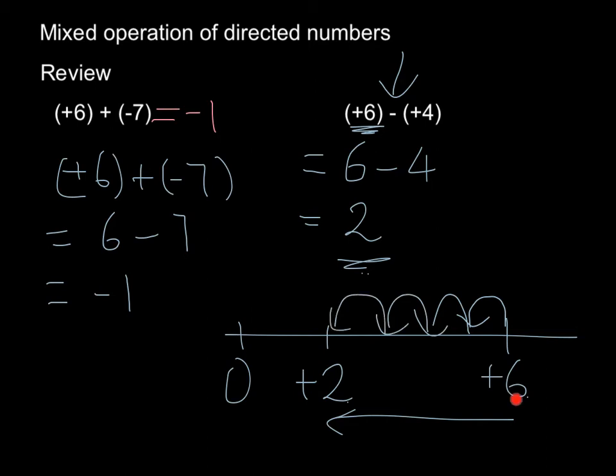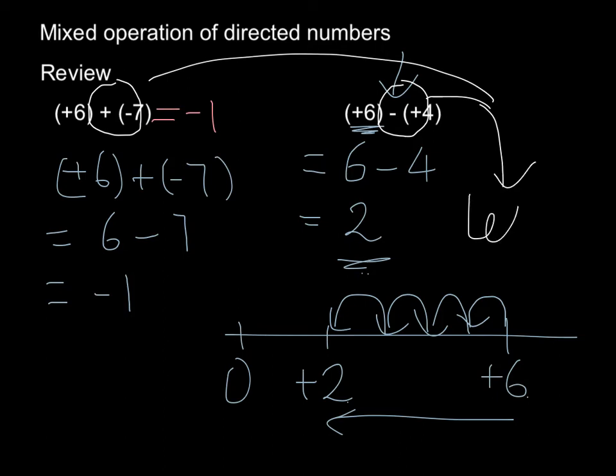We start from positive 6, move to the left by 1 unit: positive 5, positive 4, positive 3, and then positive 2. Therefore, just to remind you, if you have addition plus a negative number, or you have a subtraction, minus a positive number, they just mean the same: move to the left on the number line.